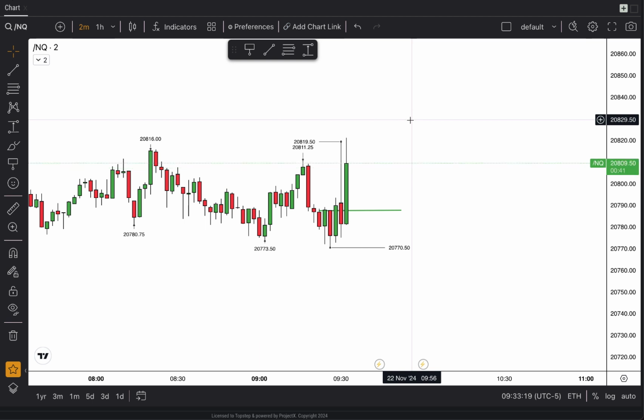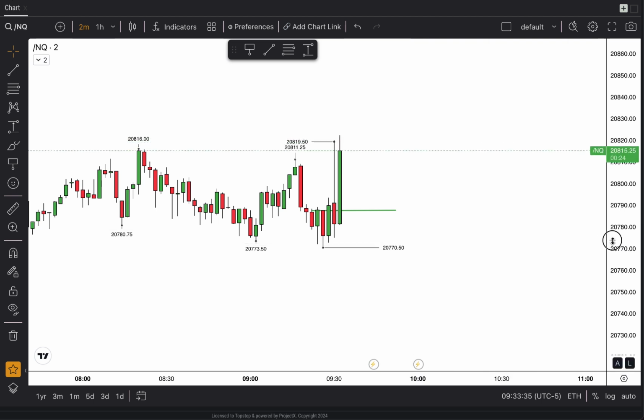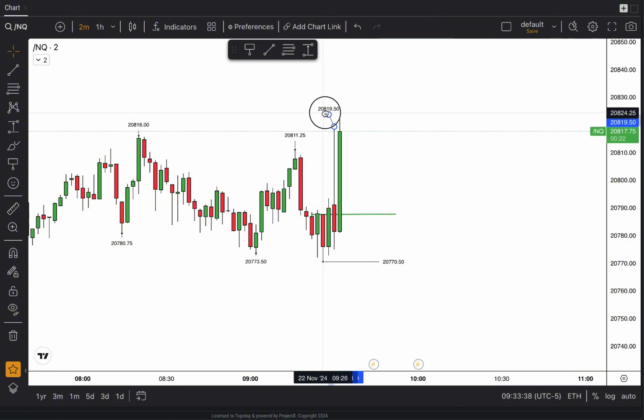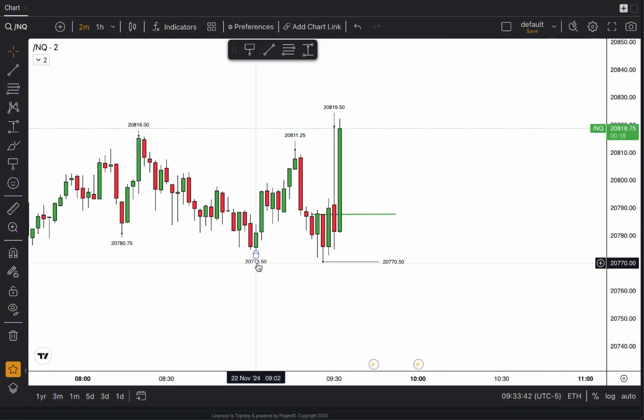So let me explain my system really quick. Once again, I trade TMP, which stands for trend, market structure, and price action. Basically, I'm always looking to see what the trend is doing first. Is the market moving down? Is the market moving up? Before price made a new high, I saw the market was actually in a downtrend. This is a 2-minute time frame on NQ futures.